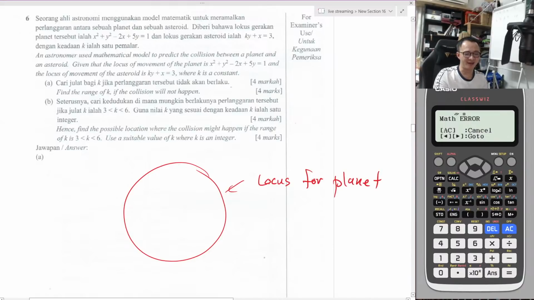And then we have some asteroid. This one is a straight line equation. Okay, so find the range of k if the collision will never happen. So another one will be a straight line, so that means they will never meet each other. This is ky plus x equals 3. So does not intersect. Does not intersect means what? Does not intersect means b squared minus 4ac less than 0.